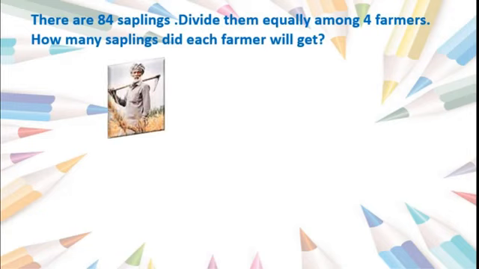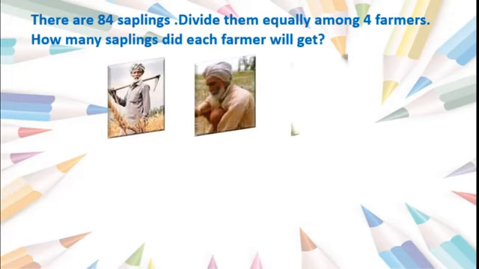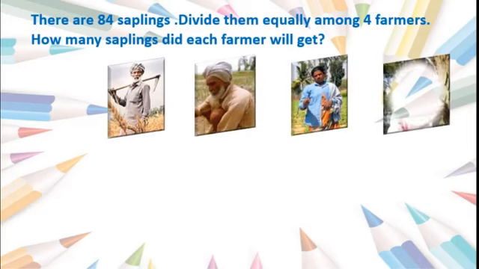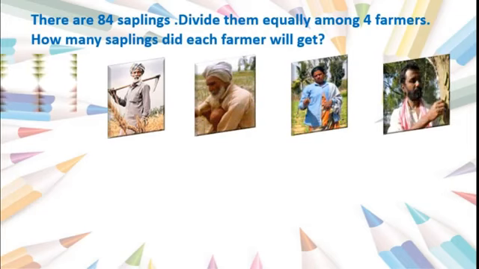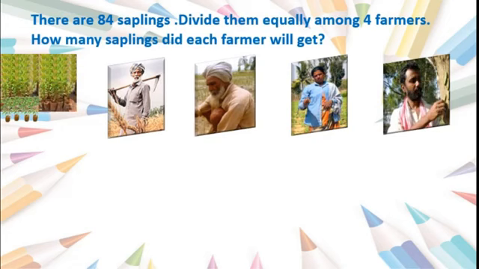First we will see the 4 farmers' pictures. First farmer, second farmer, third farmer and fourth farmer. How many saplings they have? 84 saplings they have. We have to divide these 84 saplings among 4 farmers. Yes, we will see this because the farmers are deciding how to divide these 84 saplings among them.